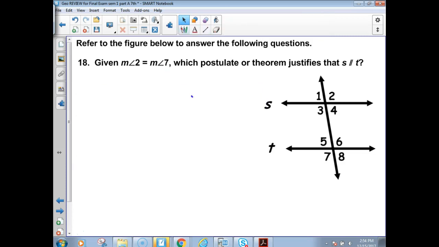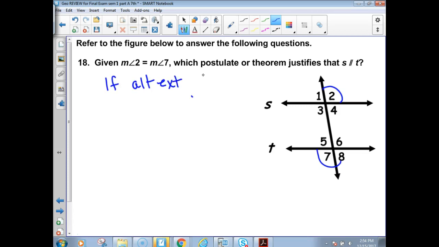Given angle 2, measure of angle 2 congruent equal to the measure of angle 7, what kind of angles are those? Alternate exterior. So if alternate exterior angles are congruent, then you have parallel lines, which is the converse of the alternate exterior angles theorem.